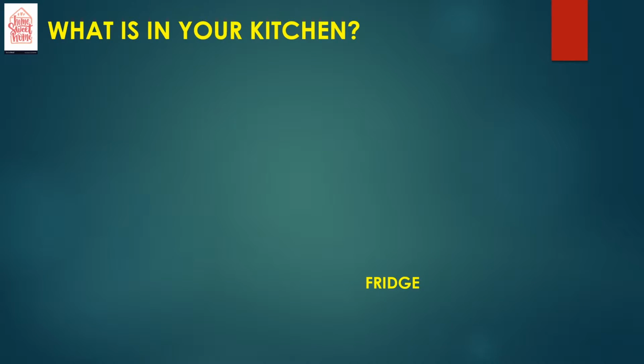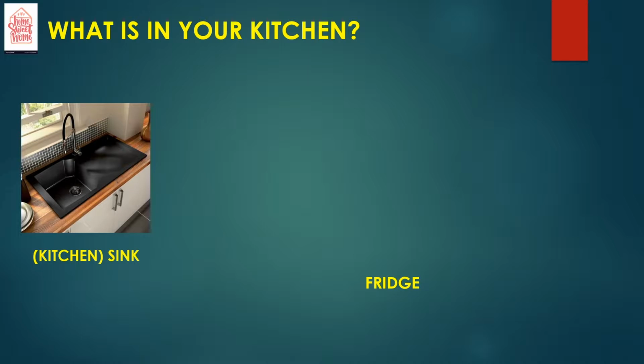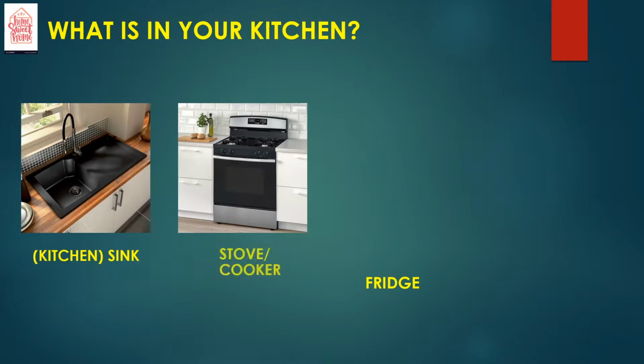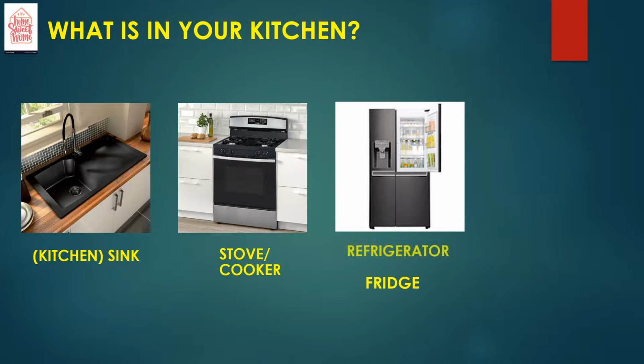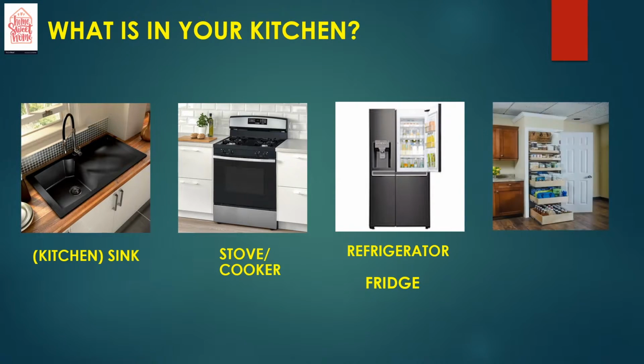What's in your kitchen? We have a sink, we have a stove or a cooker, we have a refrigerator or fridge in short, and we have a pantry.